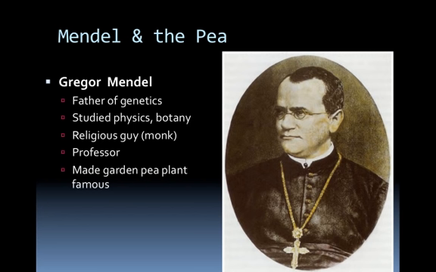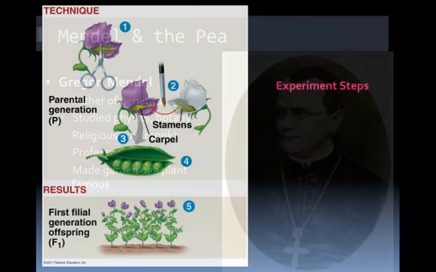He was very much scientifically minded. He studied physics and botany. He was a professor at a university. He was also very religious. He worked at a monastery, and among his many jobs was to tend to the garden, and that's where he first encountered the now famous pea plant. And it's from that humble origin that genetics has sprung up.